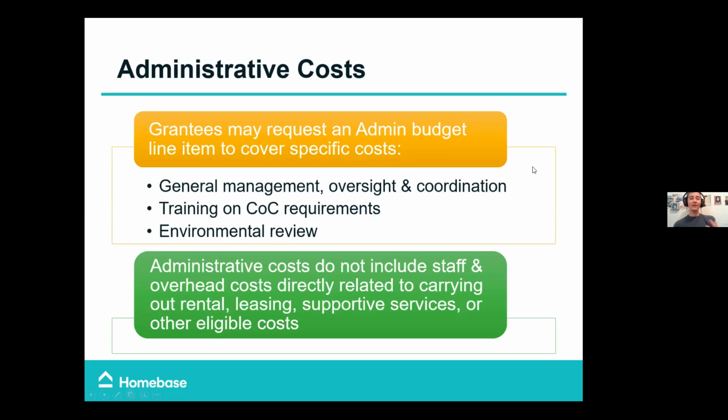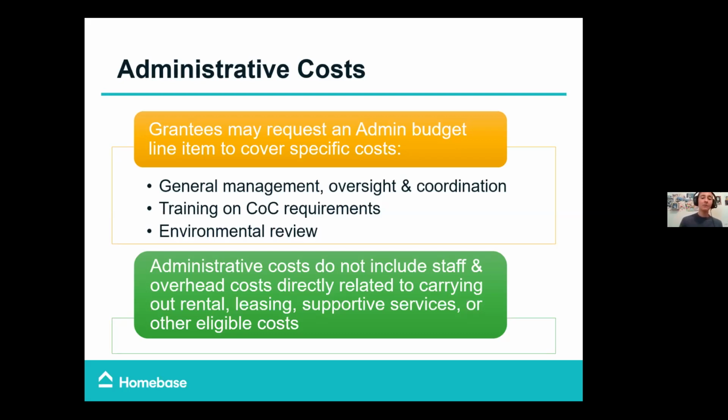And I mention that because there's often a lot of questions about what does my admin line item, my admin budget cover? So administrative costs in the CoC grant context is a specific line item, very similar to your supportive services line item or your rental assistance line item. We often think about administrative costs in a sort of lay context, in a general context, as the same as overhead costs or the same as indirect costs, right? My admin costs in my agency budget are my overhead costs. They're the costs of running the agency.